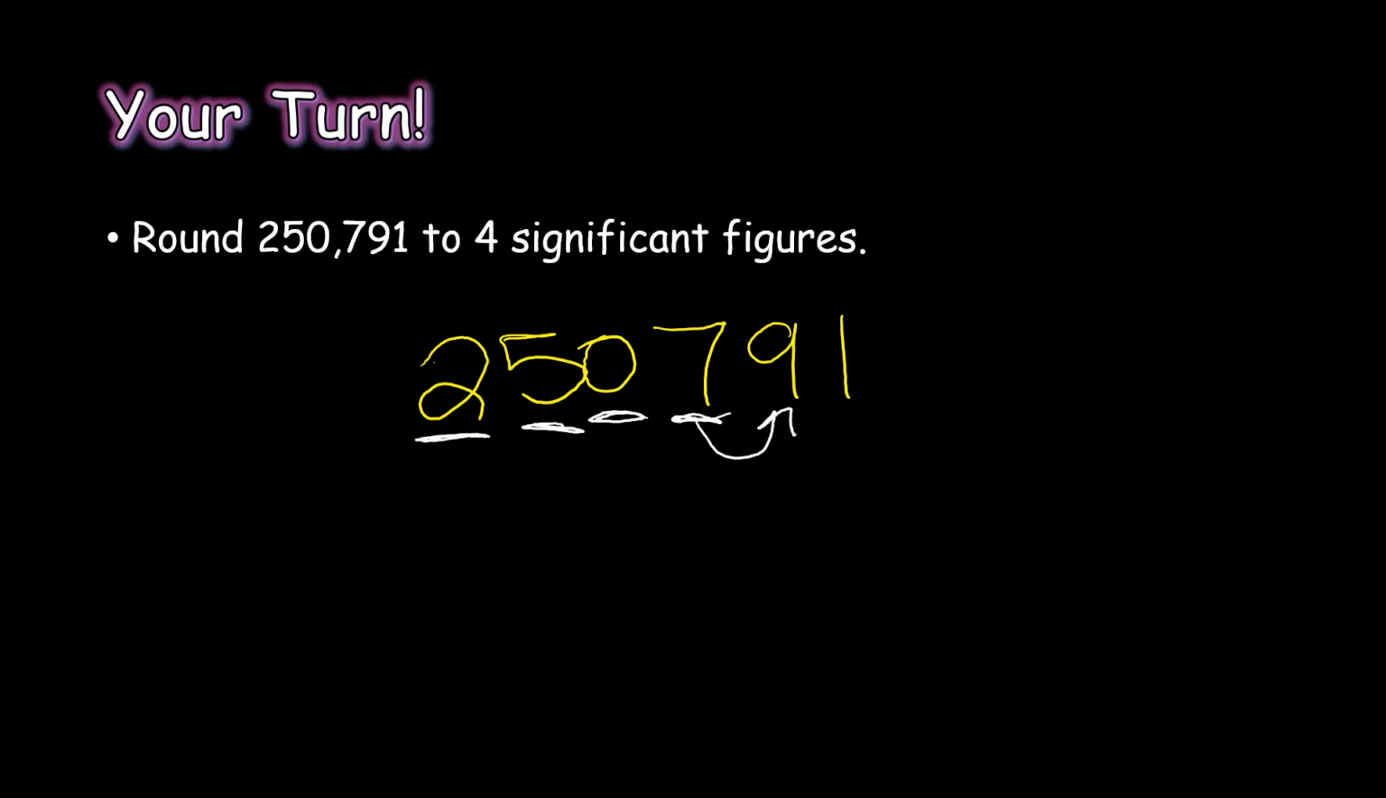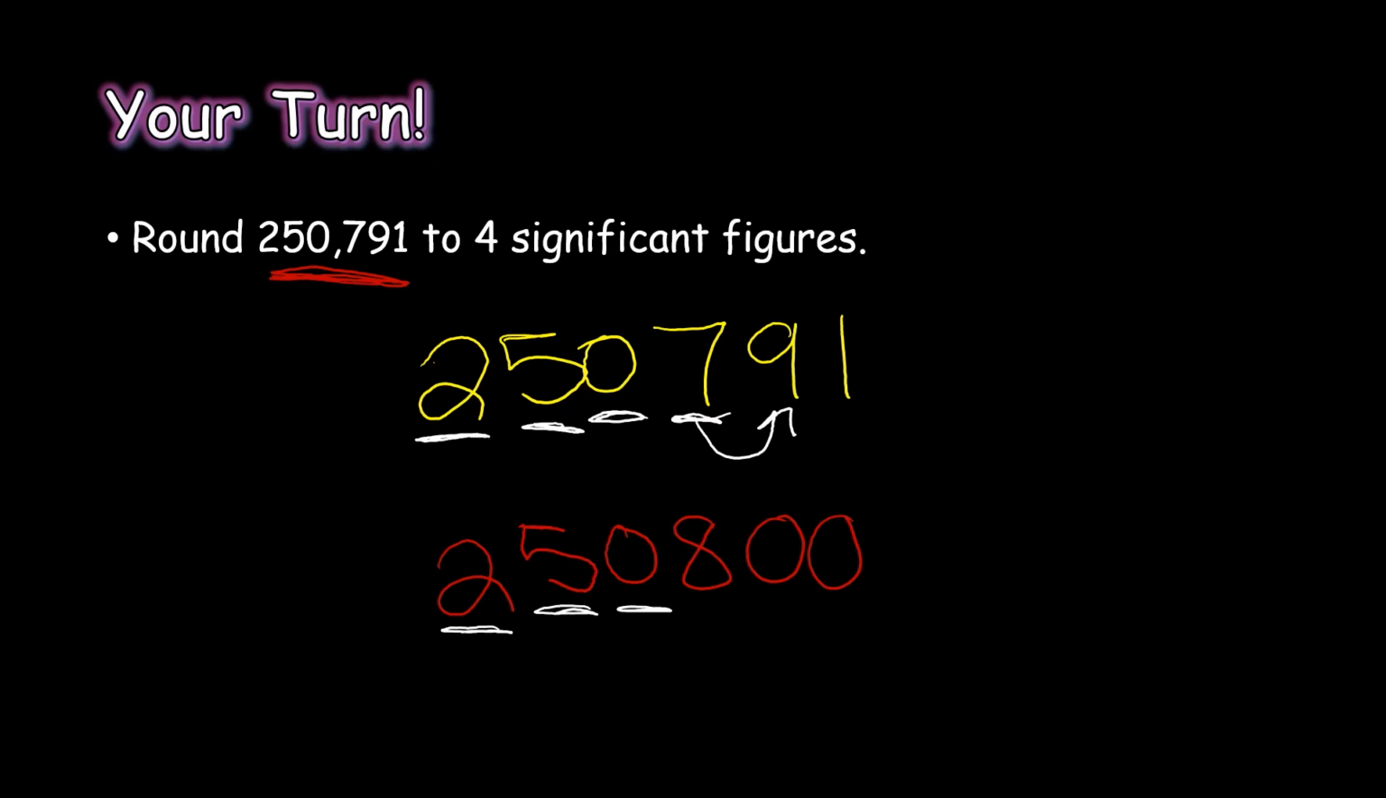So for this value to be rounded to 4 significant figures, we will ultimately end up with 250,800. And this is considered to be 4 significant figures because the 2, the 5, the 0, and the 8 are all significant, but these are considered to be trailing zeros, so they are not significant. This 0 in between is a captive 0, and it is considered to be significant according to the sig fig rules.